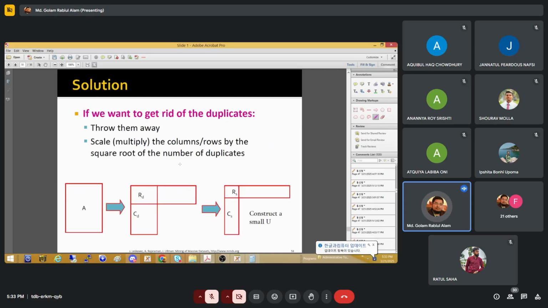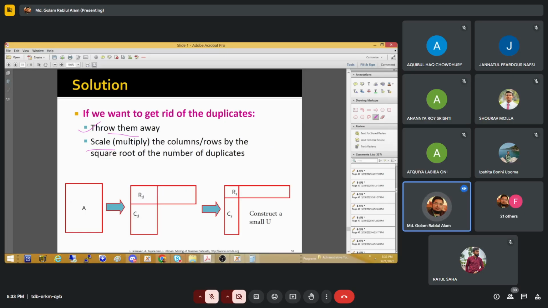That means we can drop just those. So we can say throw them away. If we have some duplicates, then just keep one and throw the others. Another one is we can also scale. We can apply some form of scaling, so that different columns may have different scales.